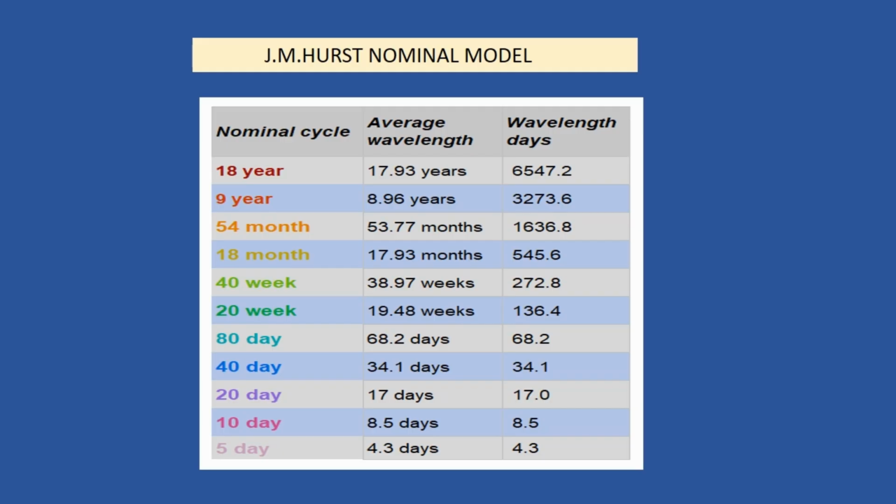Hurst has a rule of variation. Sometimes an 18-year cycle can last 20 years, another might last 16 years. What matters most is staying close to the Hurst nominal model average. Also, bull market cycles usually run slightly shorter, and in bear markets they tend to extend longer.